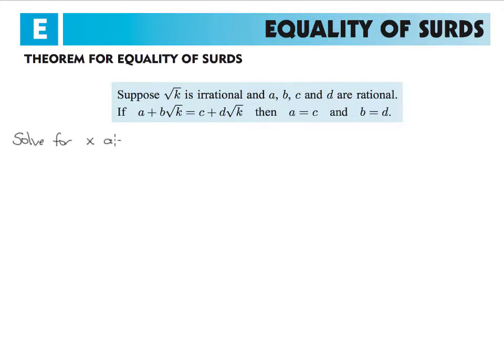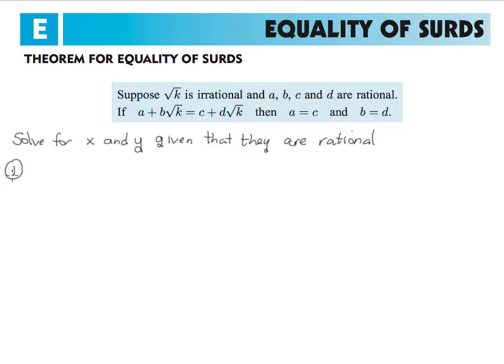So this method only works when we have irrational square roots. Let's suppose the square root of k is irrational and a, b, c, and d are rational. If a plus b, the square root of k, is equal to c plus d, the square root of k, then I know that a must equal c, and the number in front of the radical must equal the number in front of the radical on the other side of the equal sign. So let's look at an example here.